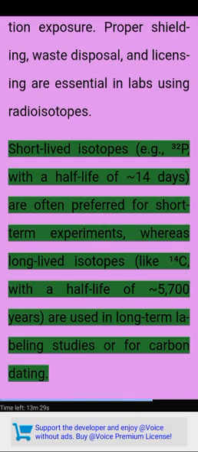Short-lived isotopes, e.g., 32P, with a half-life of approximately 14 days, are often preferred for short-term experiments, whereas long-lived isotopes, like 14C, with a half-life of approximately 5,700 years, are used in long-term labeling studies or for carbon dating.